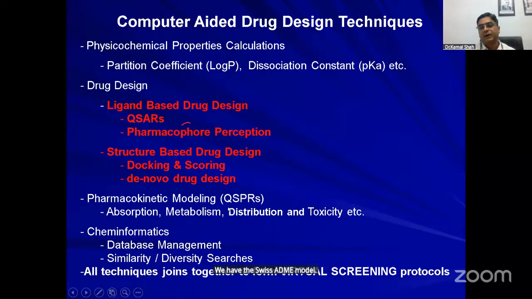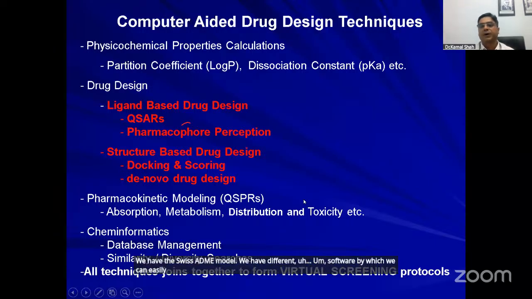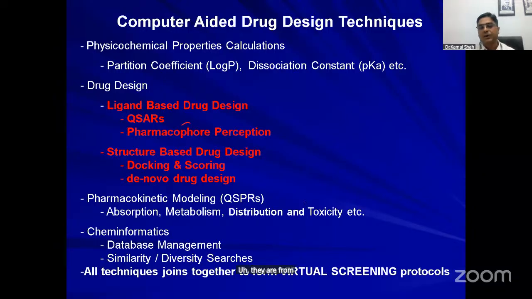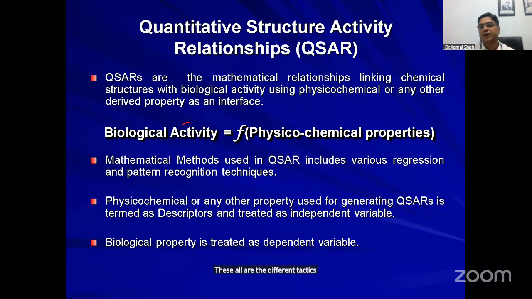We have different software by which we can easily calculate their pharmacokinetic parameters. That has to be also seen. We have to also see those parameters. Then there is cheminformatics, that is, database management. These are all the different techniques of computer-aided designing.